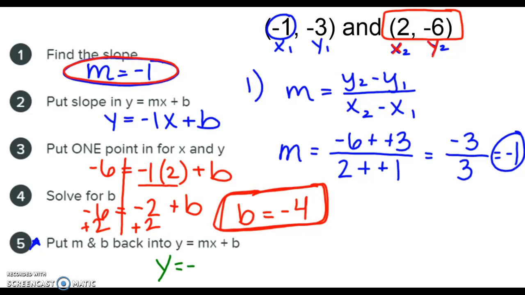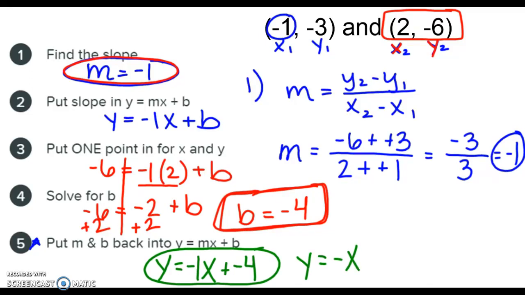Okay, we put our slope in. It should always have an x in your answer, and your y-intercept, which we found was -4. Okay, also, you could write it as -x minus 4. Either one of those ways is just fine.